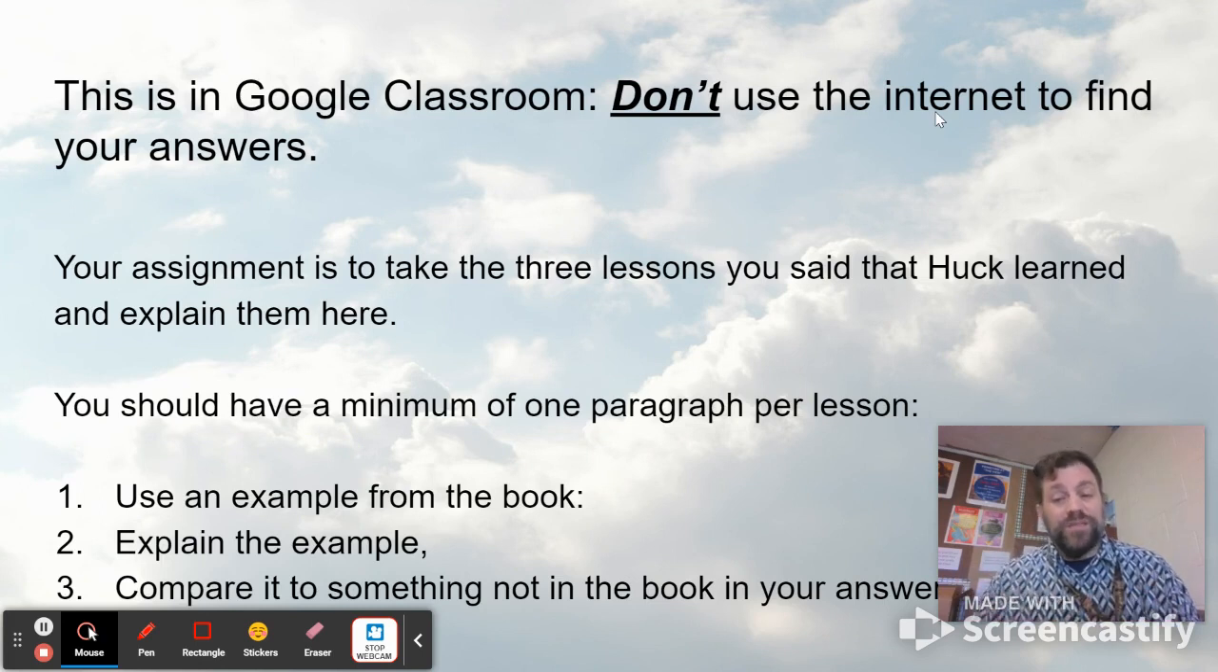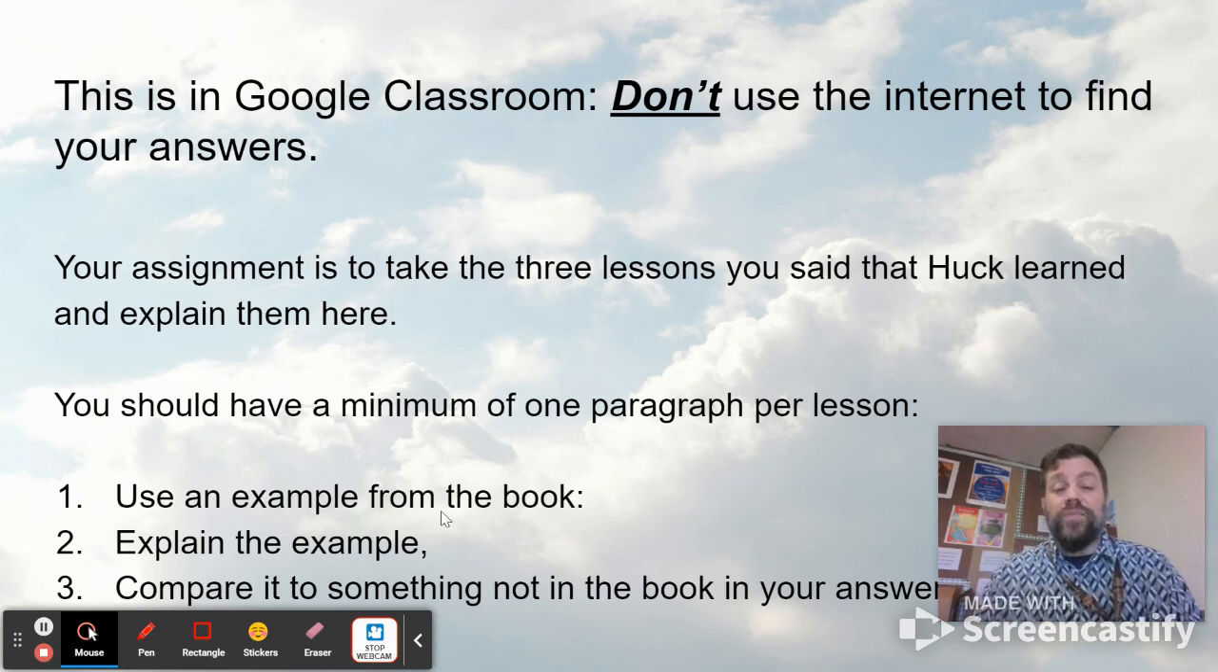So now in this particular assignment, you are writing three different paragraphs, one for each subject learned. So that's one paragraph per lesson, so that should be three paragraphs. In each paragraph, you need to use an example from the book. So if it's about, say, the time when they're on the raft talking about is a cow a man, and talking about is a Frenchman a man, and that's the example you want to use from the book, that's cool.